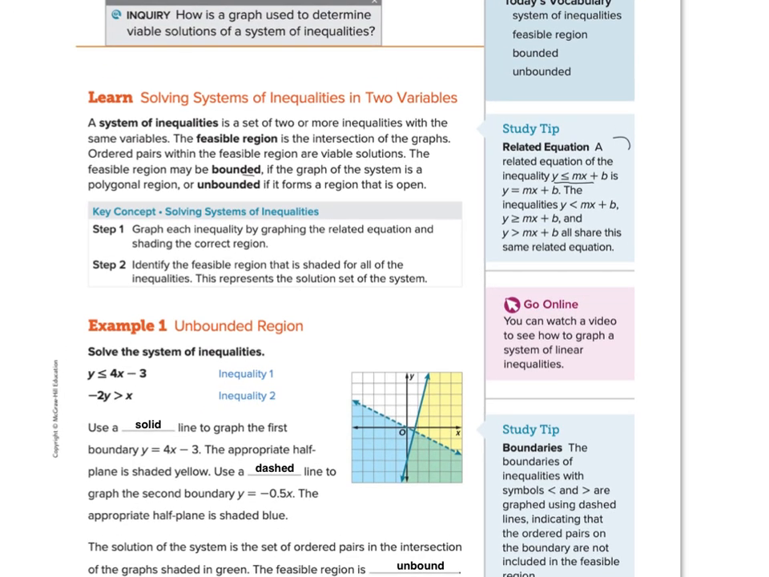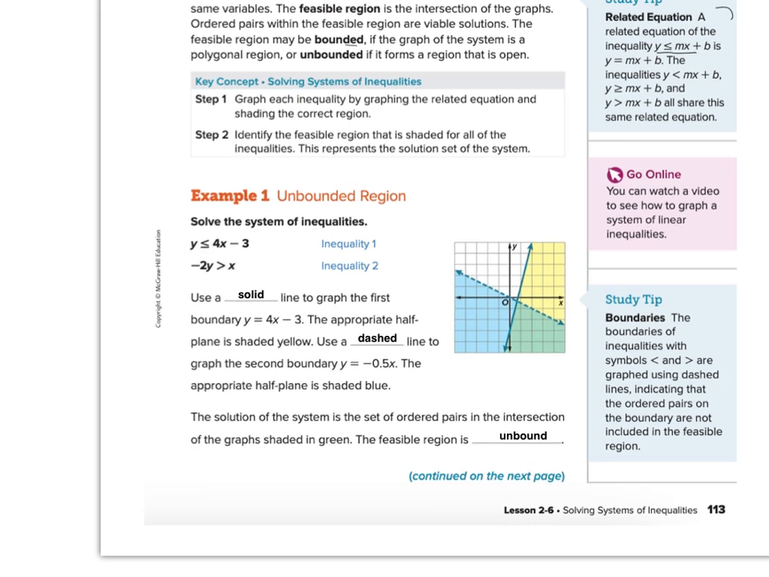As before, when we talked about graphing an inequality, if it is less than or greater than, you have a dashed line because that is not included in the solution. If it is greater than or equal to, or less than or equal to, then we have a solid line because the line is also included.